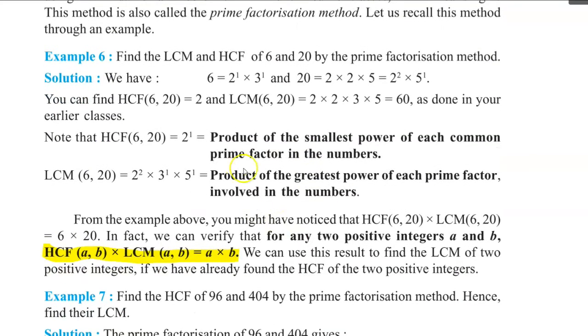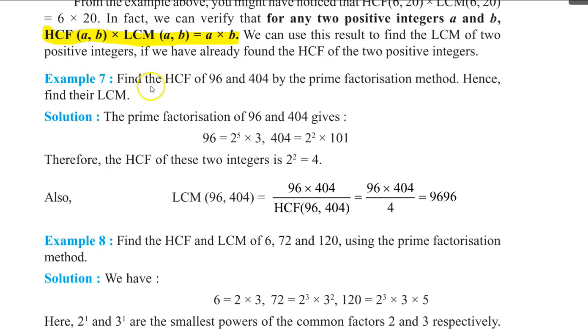The main formula to remember in this is, for HCF, the product of the smallest power of each common prime factor, and for LCM we have to take the product of the greatest power of each prime factor. Example 7. Find the HCF of 96 and 404 by the prime factorization method, and also we have to find their LCM. So let's try this.